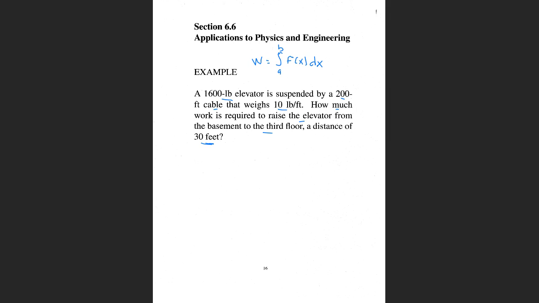Okay, so this problem, if you recall in example 3 from the textbook, we looked at a problem regarding work needed to lift a cable up to the top of a building. This problem is similar. It's just you're talking about raising an elevator 30 feet. So you're not bringing the elevator to the top of the building. The elevator is connected with the cable, but you're moving it 30 feet.